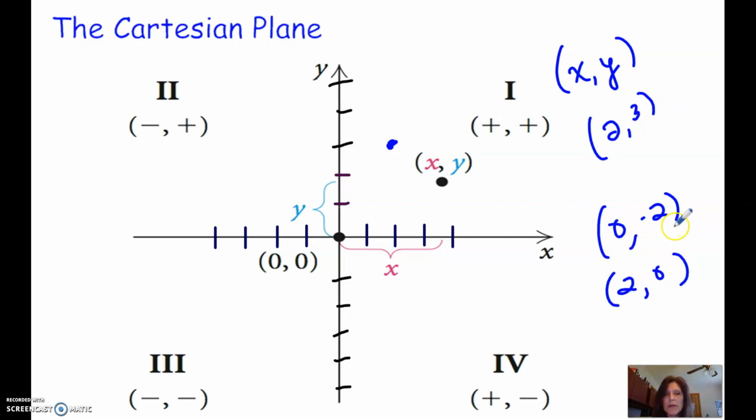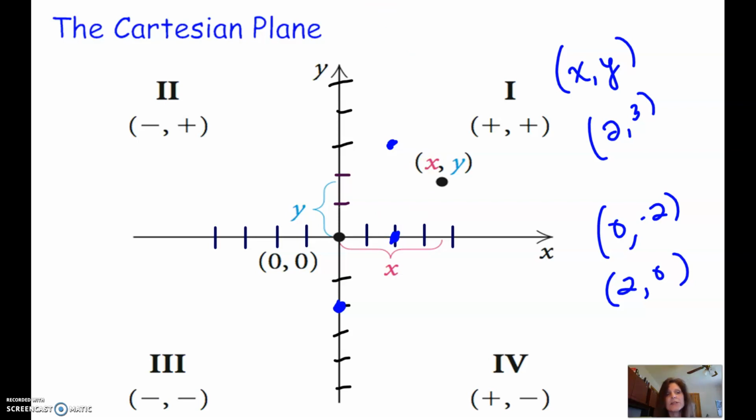If it says 0, -2, that means I'm going to stay on the x point of 0. I'm not going to go side to side, and I'm going to go down to -2. On the other hand, if it says 2 and then 0, I'm going to go out 2 on the x-axis, but I'm not going to go up or down at all on the y-axis. So those are the ones you really want to watch for.